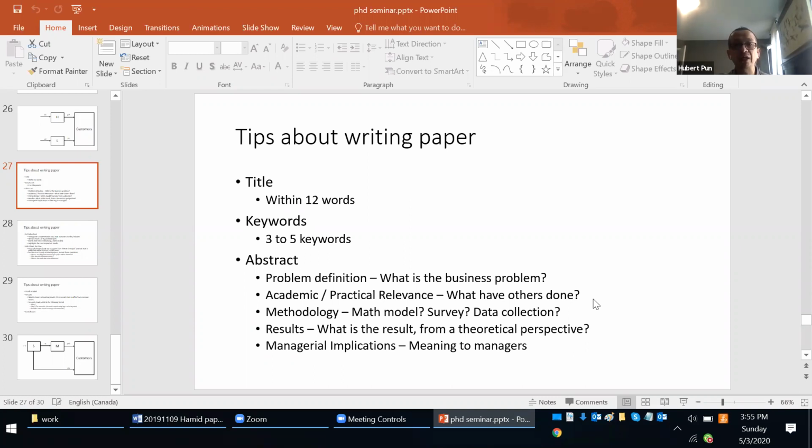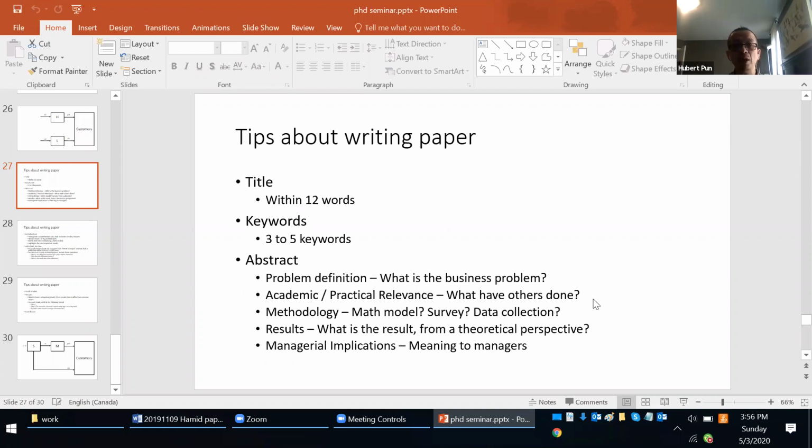The third one is methodology. Are you doing a mathematical model? Are you conducting a survey? Are you doing data collection? Are you doing an experiment? What kind of technique or method do you use to carry out this research? The fourth one is results: what kind of theoretical results do you have that are interesting? And the last one is managerial implication. If you are a manager, what would you do?